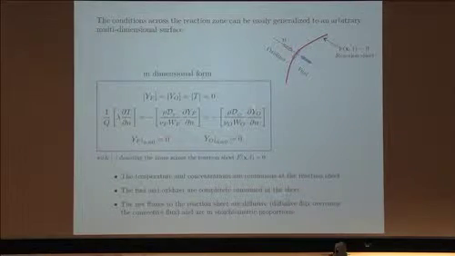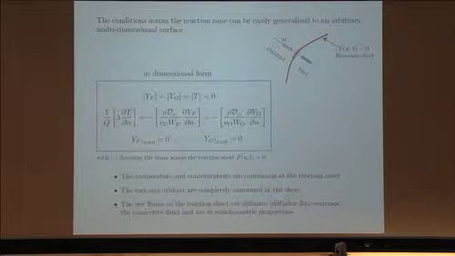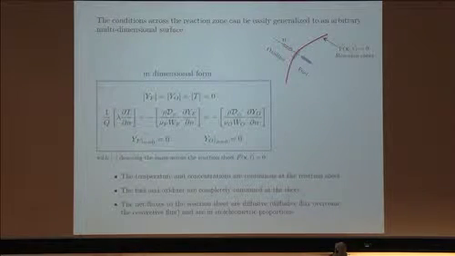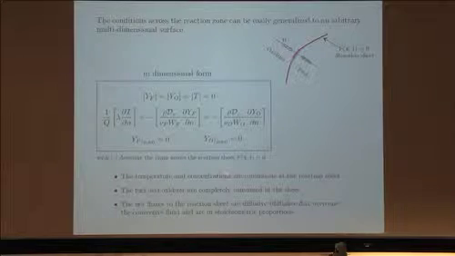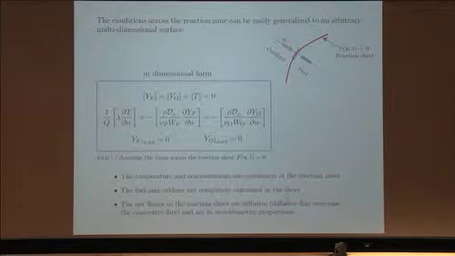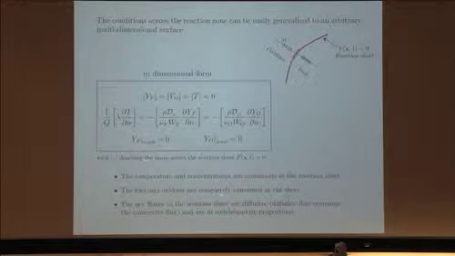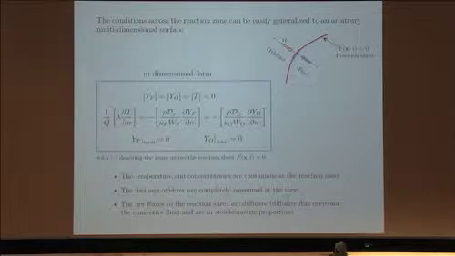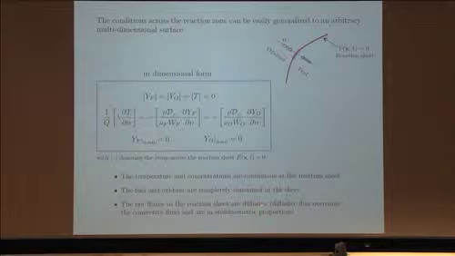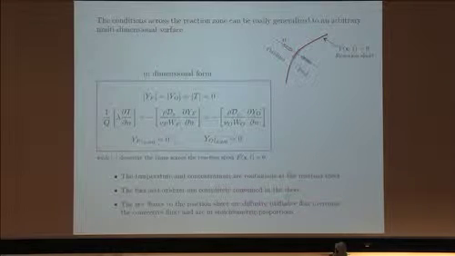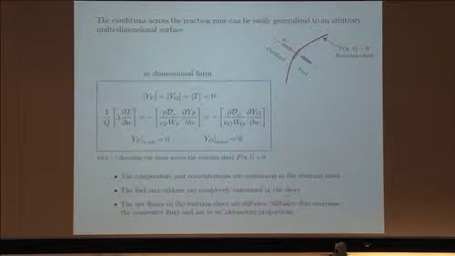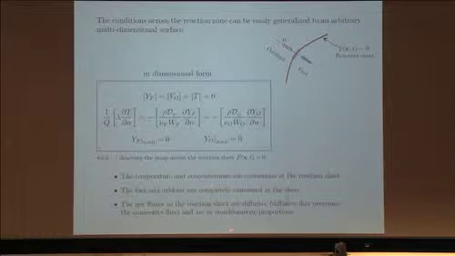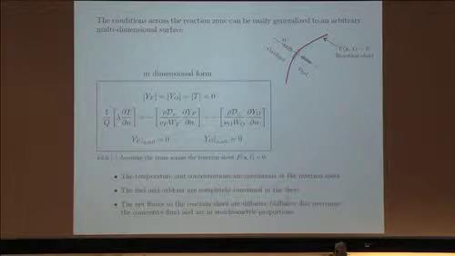So again, this jump relation across the reaction sheet tells you that the temperature and concentration are continuous at the reaction sheet, that the fuel and oxidizer are completely consumed, that's the last relation, and the middle one, that the net fluxes are diffusive, and that the diffusive fluxes of the fuel and oxidizer are in stoichiometric proportion.